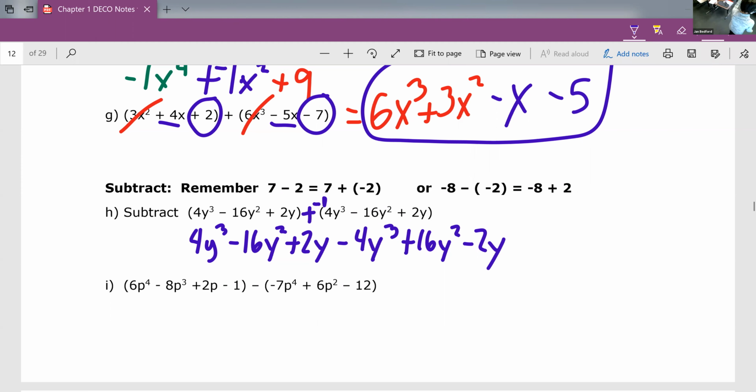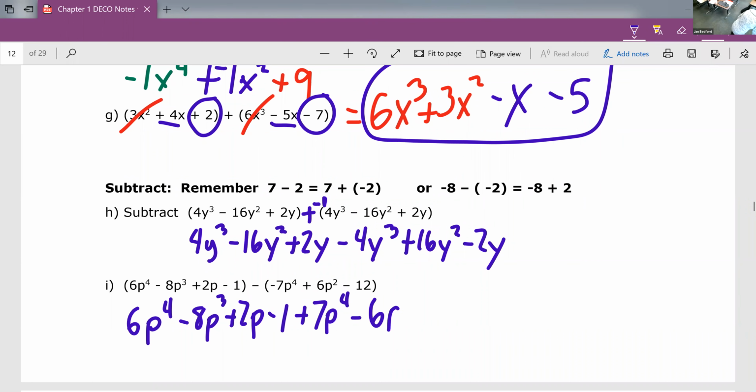This one down here, if we do what you were talking about, and you just are mentally realizing because of that subtraction sign, I got to change all these to the opposite. Instead of putting that plus a negative, you could do this, 6p to the 4th minus 8p to the 3rd plus 2p minus 1. And then what would you write next? Plus 7p to the 4th. Plus 12. And that's perfectly okay to just understand that subtraction means I've got to change all those signs to the opposite. And either way you want to do it is fine.